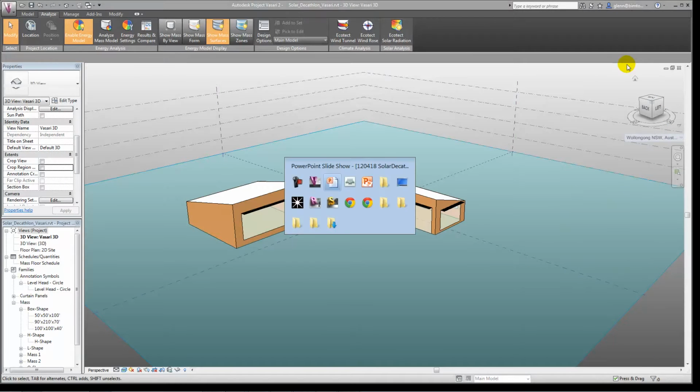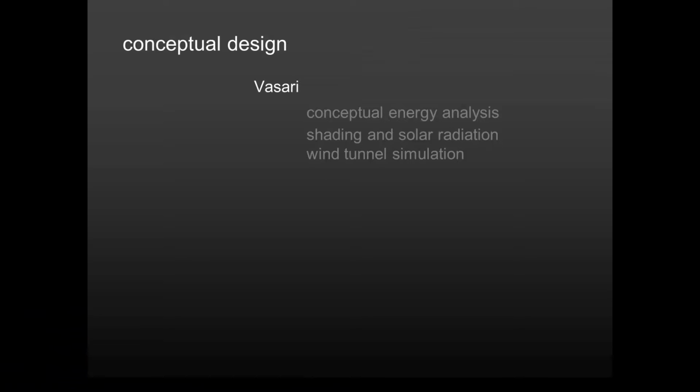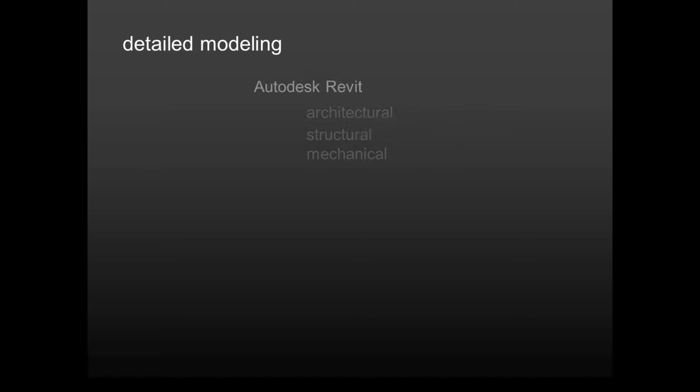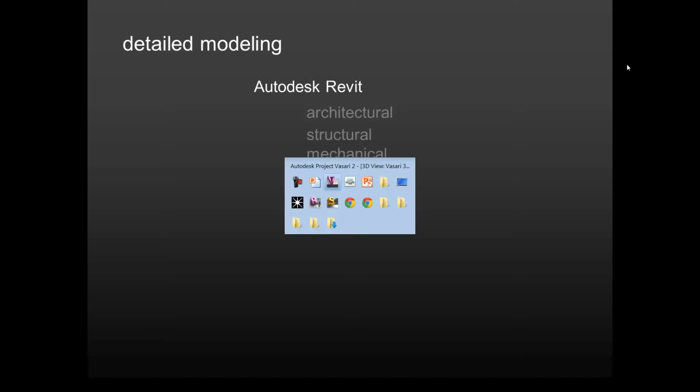Okay, let me switch back over. We'll say, once you've looked at things in terms of Vasari and you have some basic idea what your conceptual design looks like, you probably want to go ahead and move into more detailed modeling. And when it comes time for detailed modeling, probably the best tool to be using in the suite is Autodesk Revit. Okay, there are tools in there for modeling the architectural features, the structural features, and the mechanical features. And let me take you a real quick tour of what Revit looks like.